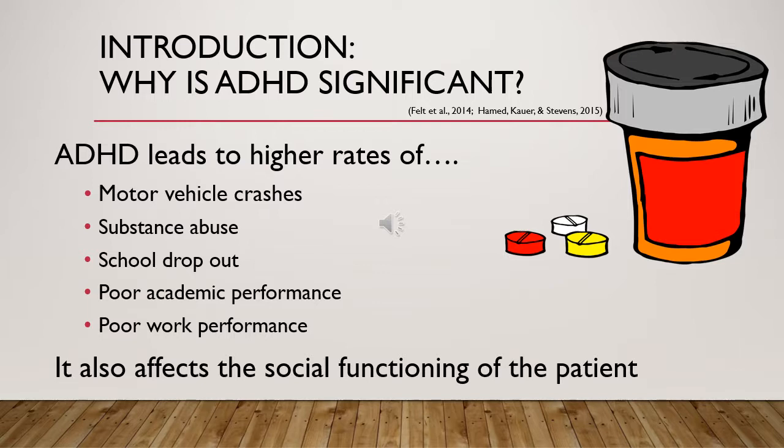Let's look at why ADHD is significant. When left untreated, ADHD can lead to poorer health outcomes. Adolescents with ADHD have higher rates of motor vehicle crashes, substance abuse, and school dropout. Patients with untreated ADHD do not perform as well academically as their medicated counterparts. The symptoms also affect the social life of affected patients, making it difficult to function. Long-term issues include tension with peers, decreased intimate relationships, and an increased rate of family conflict.